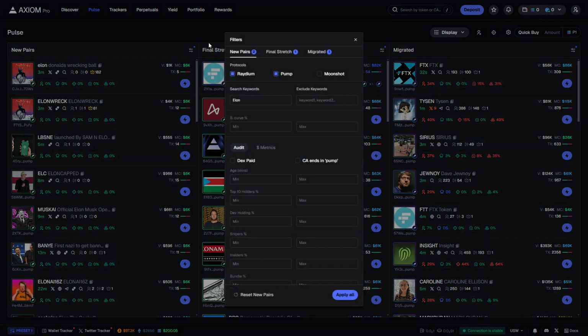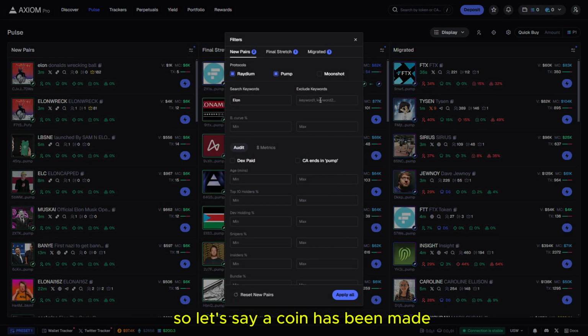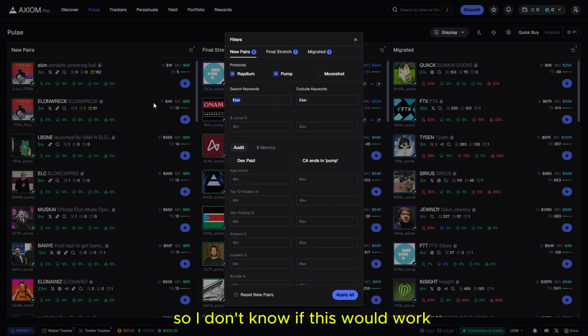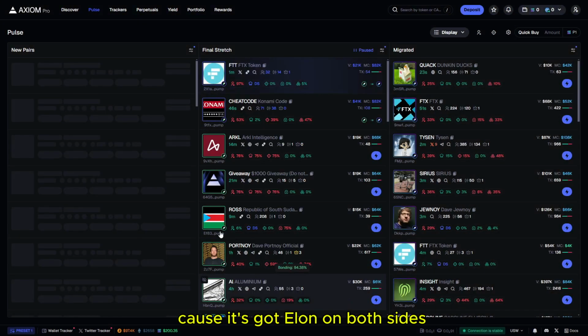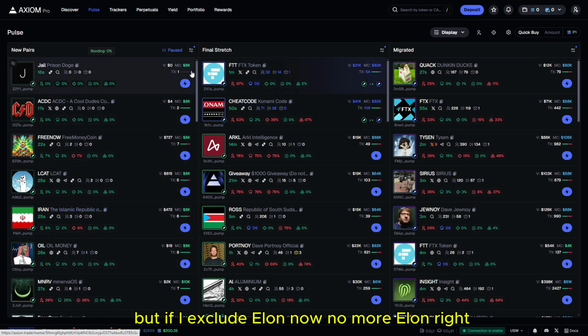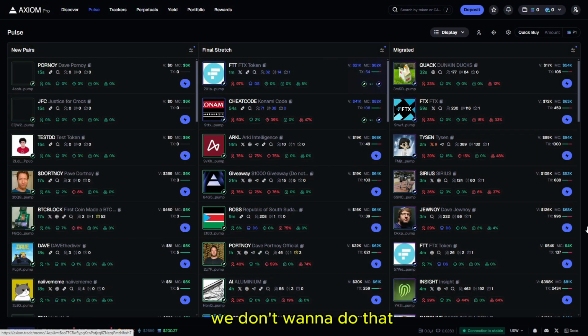Another cool feature is you can actually exclude keywords. So let's say a coin has been made and there are multiple coins of that same coin being made, the same narrative over and over and over. You could even exclude that. I don't know if this would work because it's got Elon on both sides, but if I exclude Elon now, no more Elon, right? But we don't want to do that.